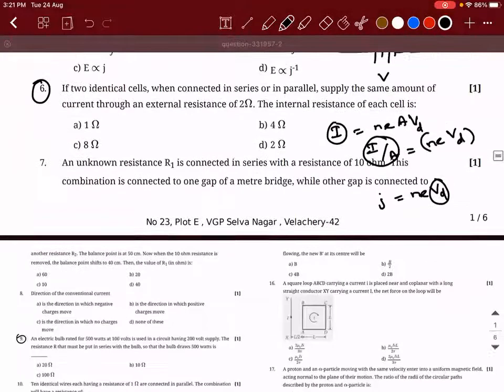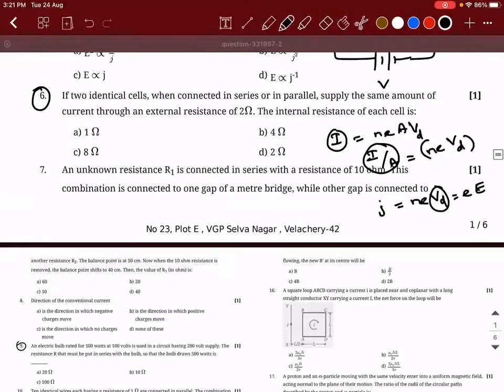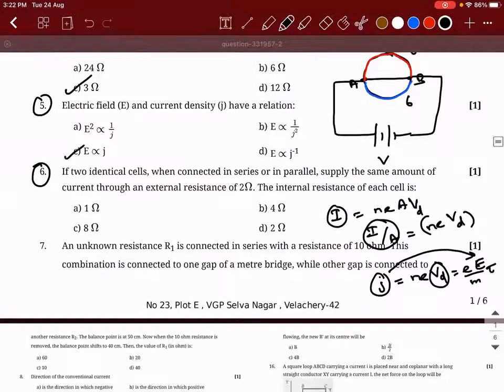VD is equal to small e into capital E divided by m into tau. So J will be directly proportional to E. So this is the answer. I hope it makes sense. If you don't know this, make a note of it.